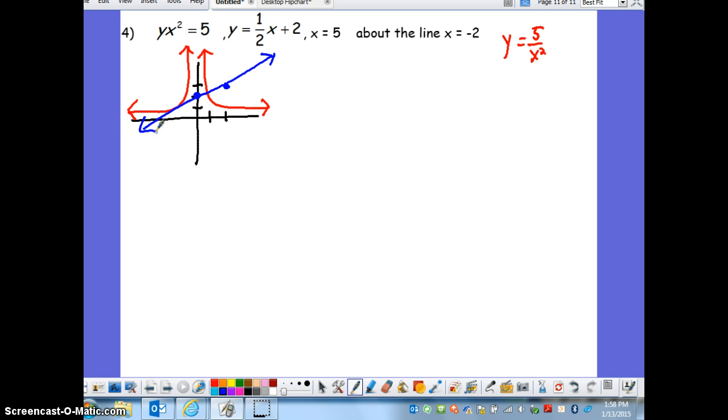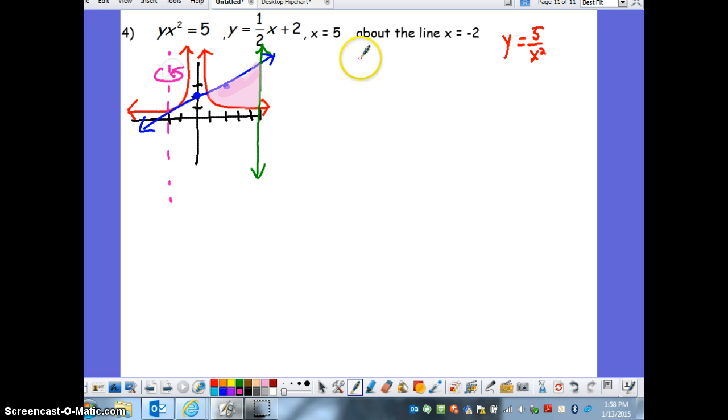All right, and then last one is the x is equal to 5. So it's 2, 3, 4, 5. Draw that line, and you can see where the three curves are going to intersect for this region right here. All right, now we're going about the line x equals -2. So x equals -2, I don't have a mark, but that's going to be somewhere over here. There's my x equals -2, my rotation.